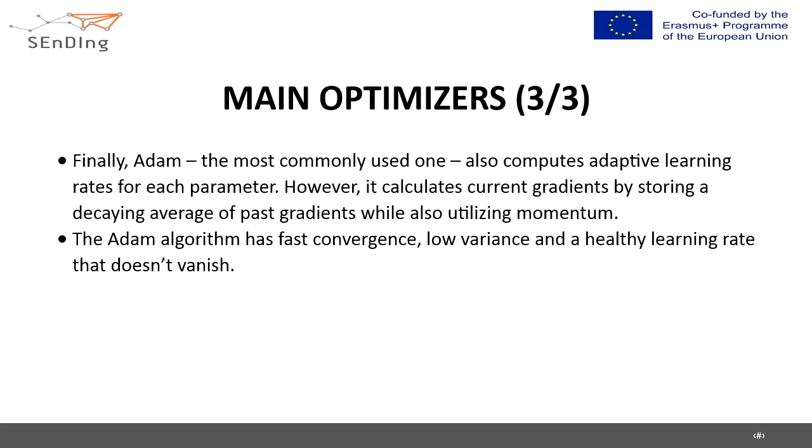Finally, ADAM, the most commonly used one, also computes adaptive learning rates for each parameter. However, it calculates current gradients by storing the decaying average of past gradients while also utilizing momentum. The ADAM algorithm has fast convergence, low variance and healthy learning rate that doesn't vanish.